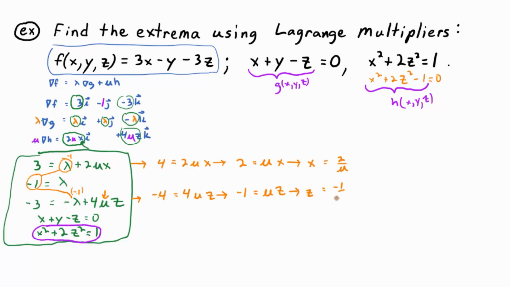-1 over mu. Now, just to make sure it's clear why I did that, I know what x and z are in terms of the same variable. I've got an equation in terms of x and z. I can get that in terms of one variable, right? So let's try that.